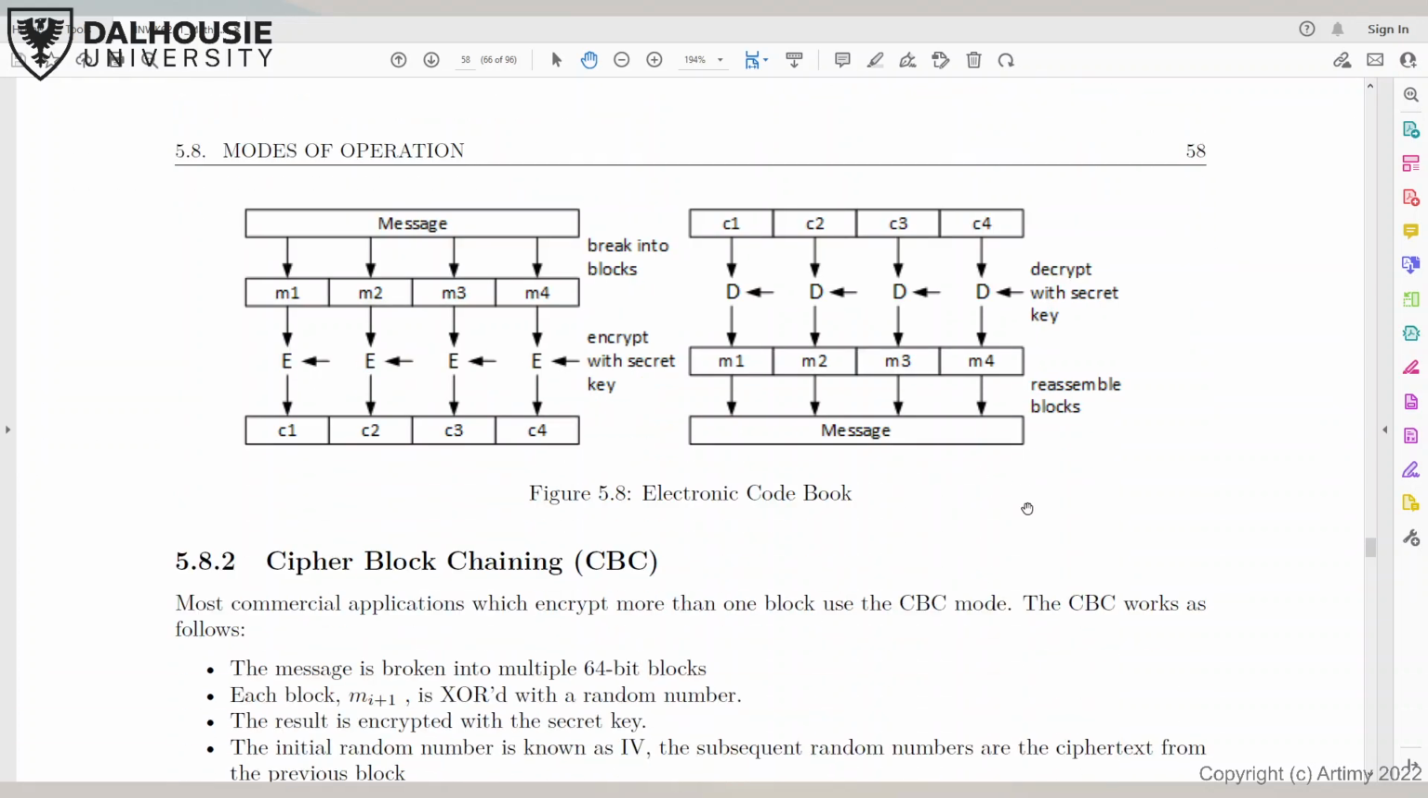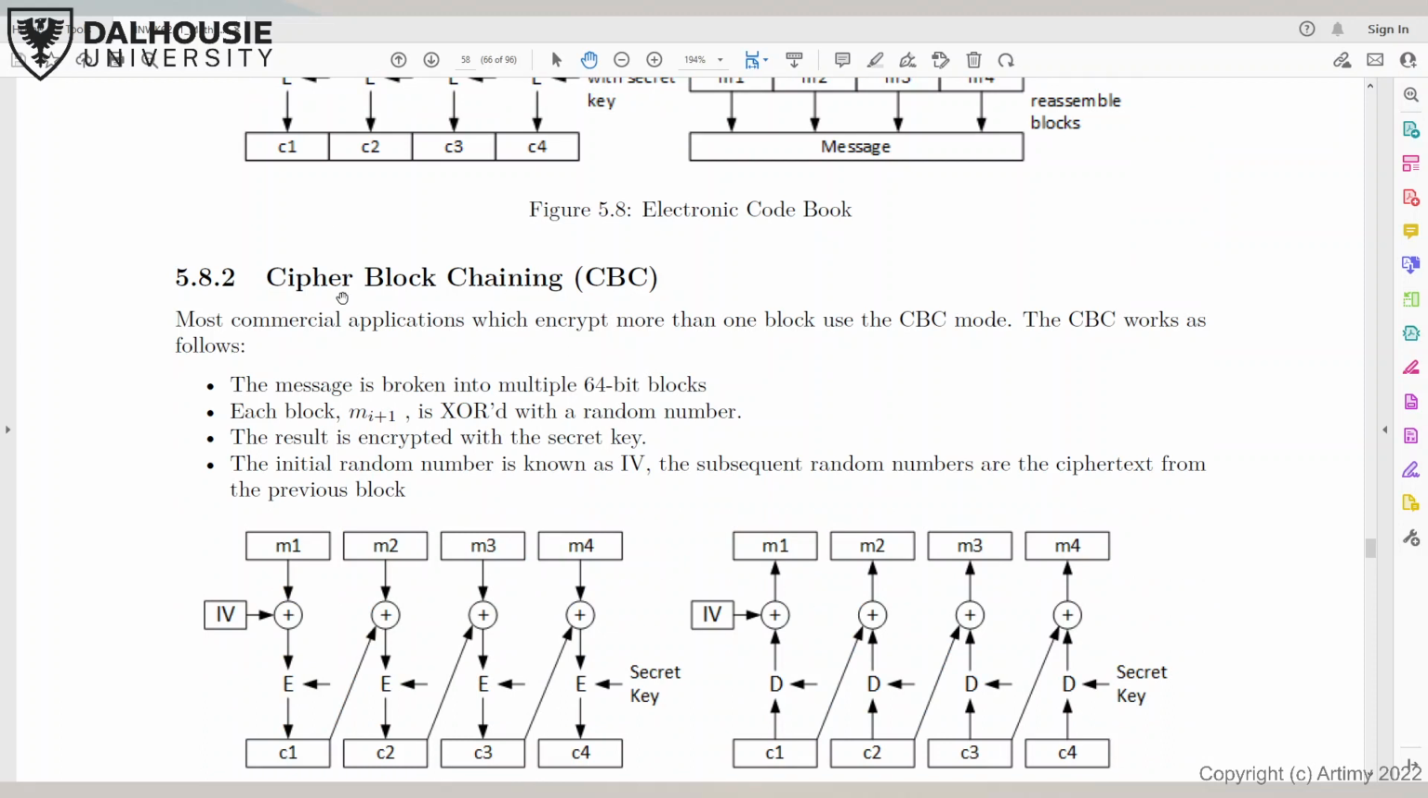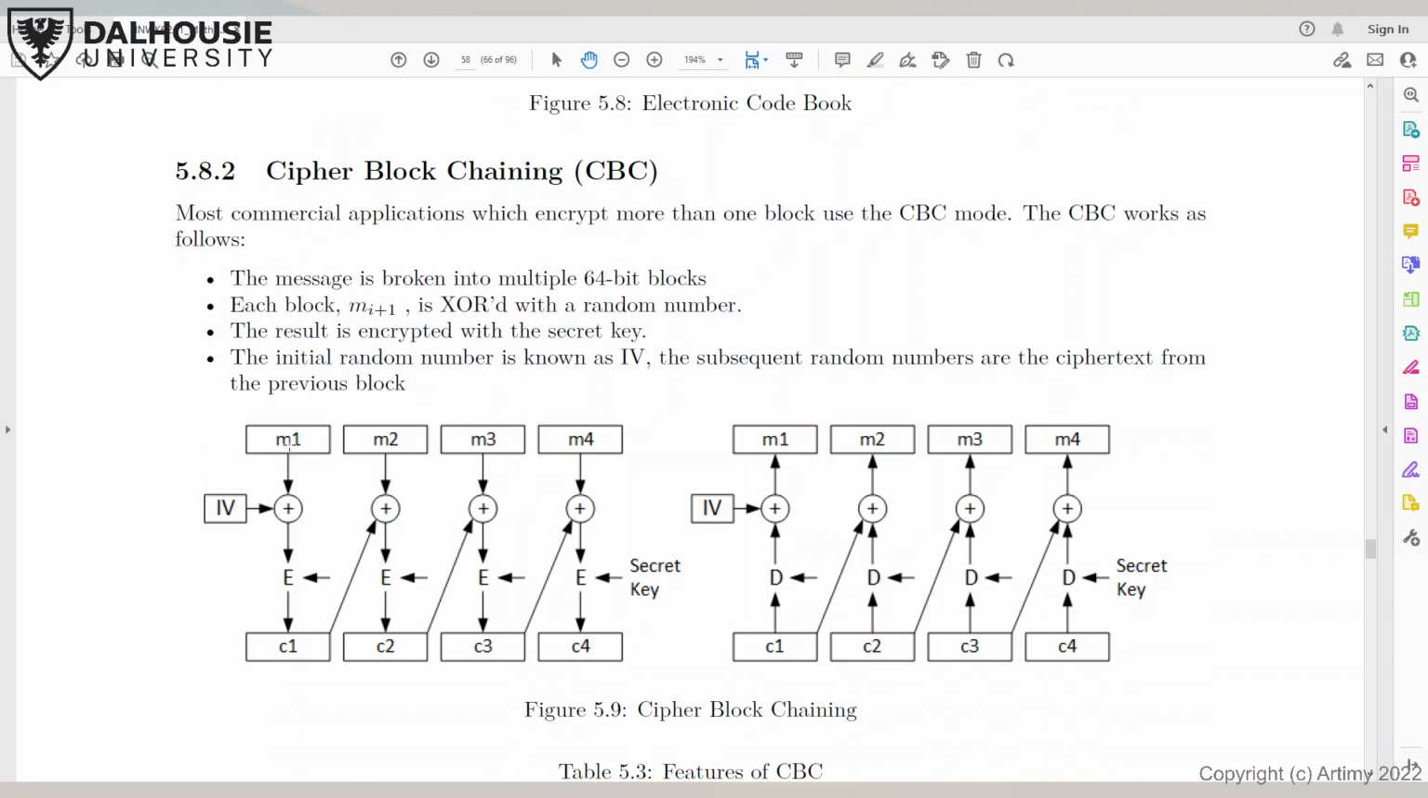Now the next one is better, and it's called cipher block chaining. With cipher block chaining, we take the message, and before we encrypt it, we XOR it with an initial vector, any random sequence of bits. It has to be the same length. So if the message is 64-bit, the initial vector has to be 64-bit as well. So we XOR them together. The result will be passed through the encryption with the key, and we get the cipher.